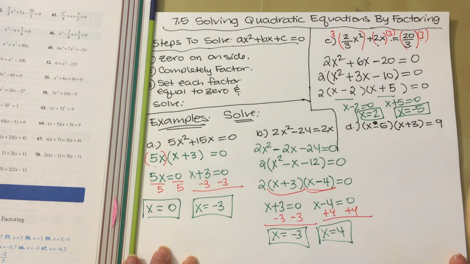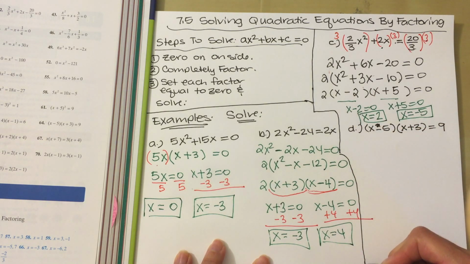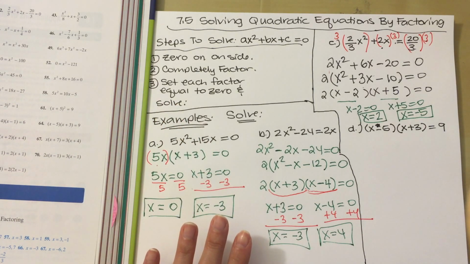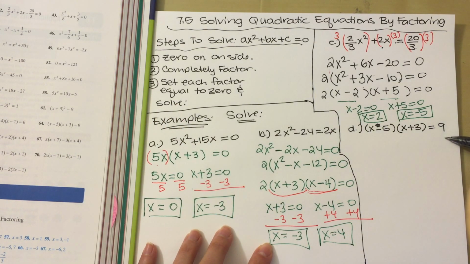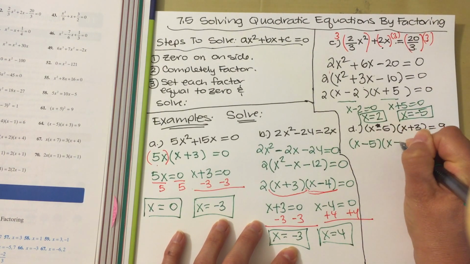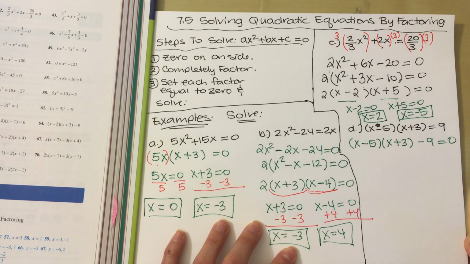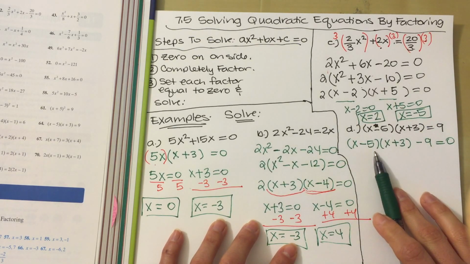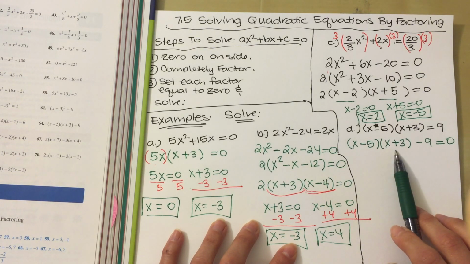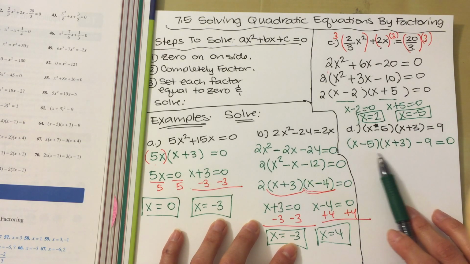Next and last example, part D. This example is the last type of problem that you'll see in this section. This problem is just a little bit longer compared to the other ones we did. So we will follow the same steps. We need to subtract 9 so that we have a 0 on one side. Step 2, we have to factor completely. If you look at the left side, yes, this first part looks like it's factored, but then we have this minus 9. Because of the minus 9, this is not factored.